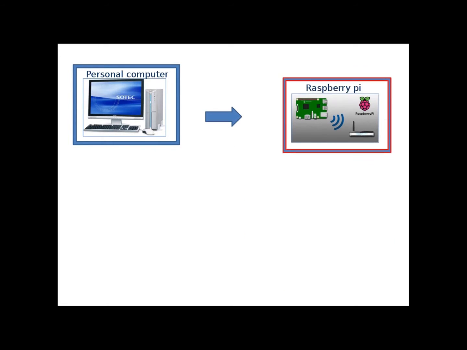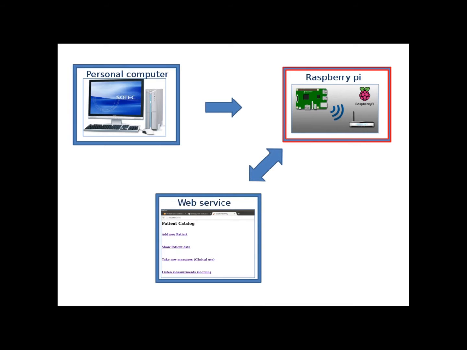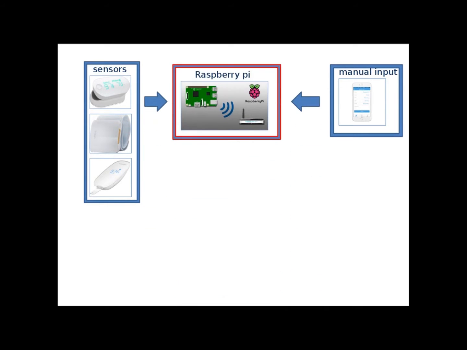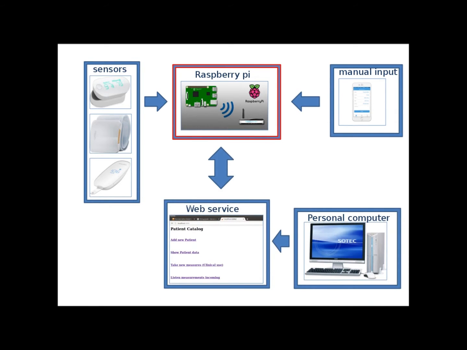This is basically how the system works. A personal computer connects to the Raspberry Pi and runs a web service Python script, which is accessible to the PC and through which it can control the program in the Raspberry. Patients send measurement data through their iHealth sensor or using manual input mode. The Raspberry Pi receives them, processes them and gives output that can be accessed through the web service.